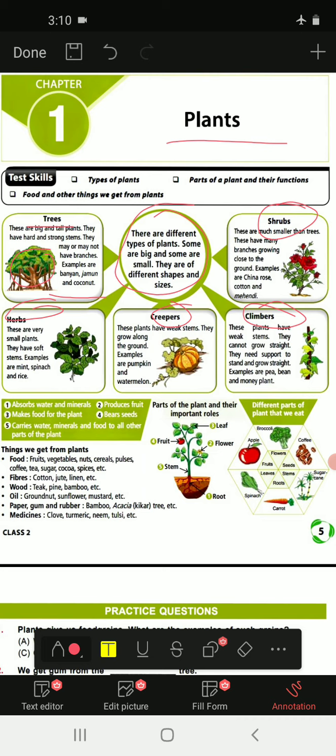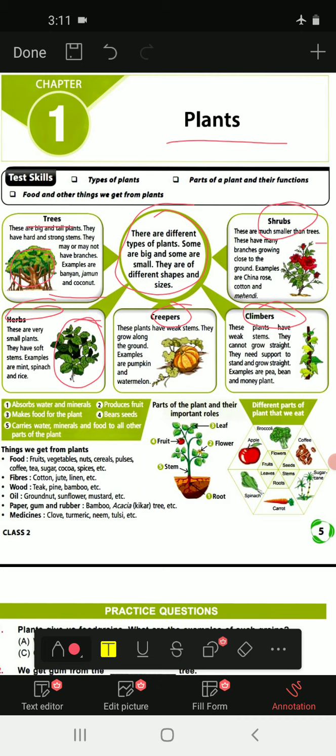Next one is shrubs. These are much smaller than trees. They have many branches growing close to the ground. Examples are China rose, cotton, and mehendi. These are the examples of shrubs. Next one is herbs. These are very small plants. They have soft stems. Examples are mint, spinach, and rice. These are the examples of herbs.